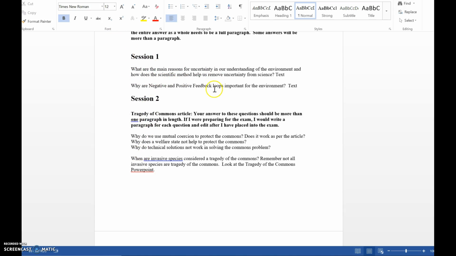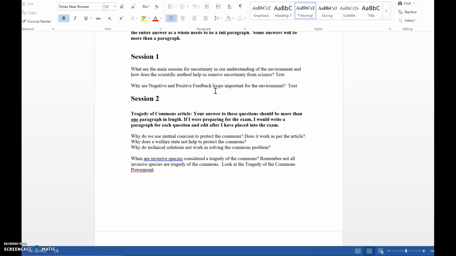So under the session 1 module, what are the main reasons for uncertainty in our understanding of the environment, and how does the scientific method help us remove the uncertainty from science? This can be found in your textbook in the first chapter. So the answers definitely can be found there.